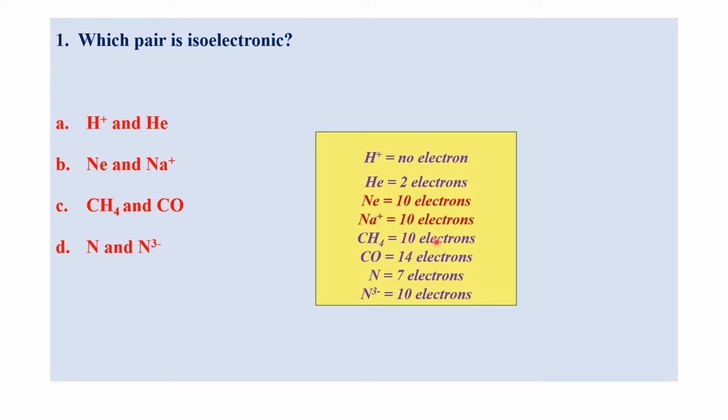Methane has 10 electrons: 6 for carbon and 4 for hydrogen. Carbon monoxide has 14 electrons: 6 for carbon and 8 for oxygen. Nitrogen has 7 electrons and N3- means it has gained 3 electrons, so we add 3 to 7, which becomes 10. Looking at these options, neon and Na+ are isoelectronic because both have 10 electrons. So the answer is B.